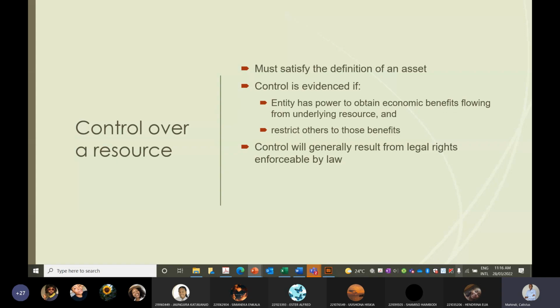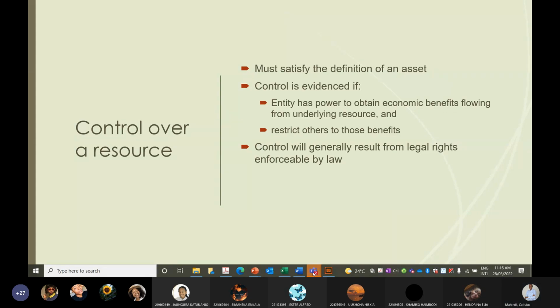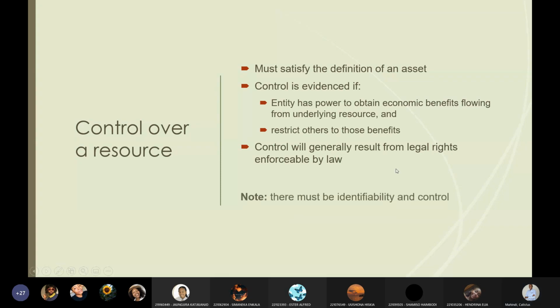Any questions? There are no questions. Okay. So when an intangible asset meets the definition of an intangible asset, all right, if it's identifiable and you can control that intangible asset, then it meets the definition of an intangible asset.